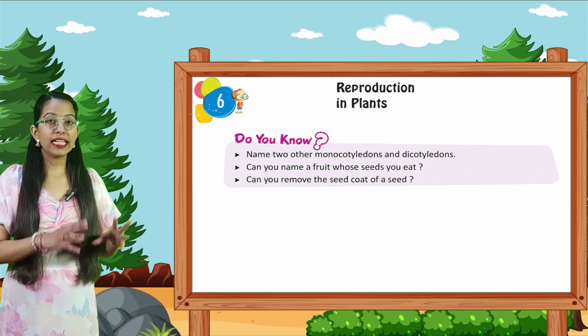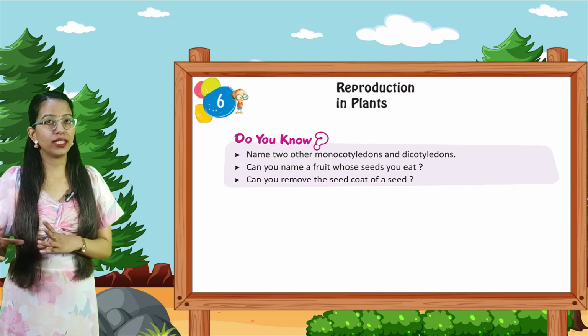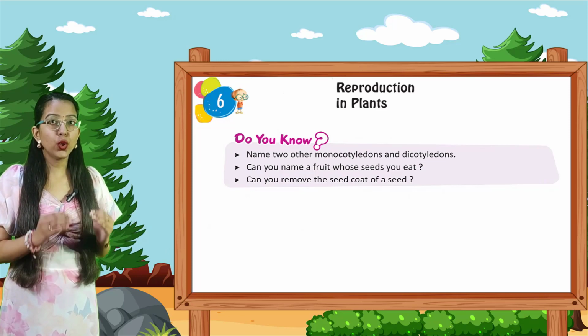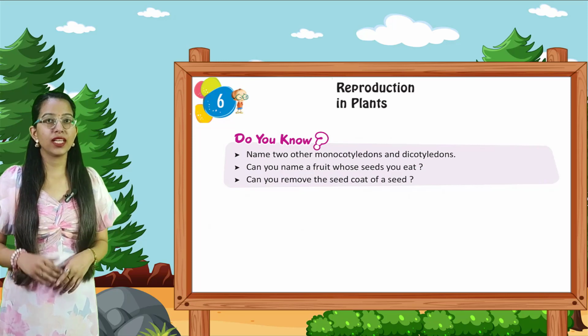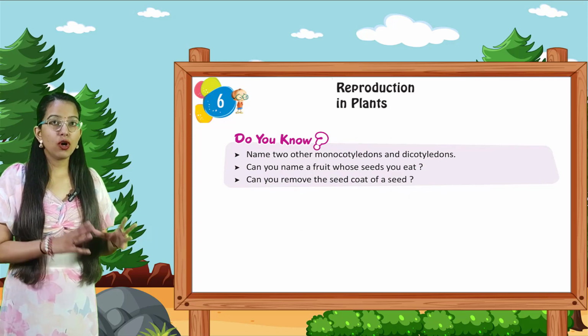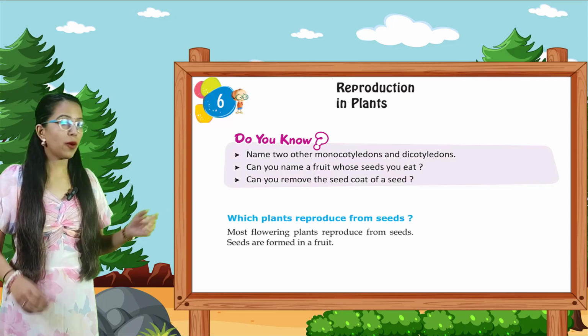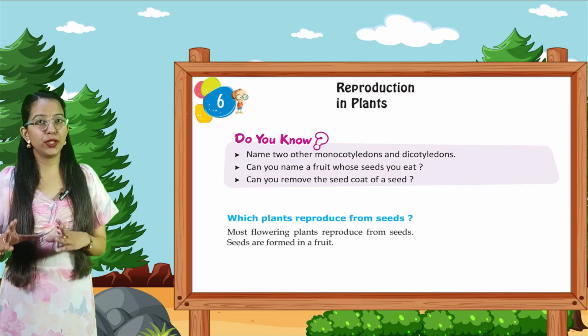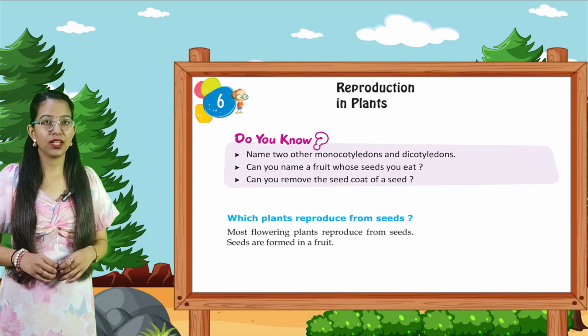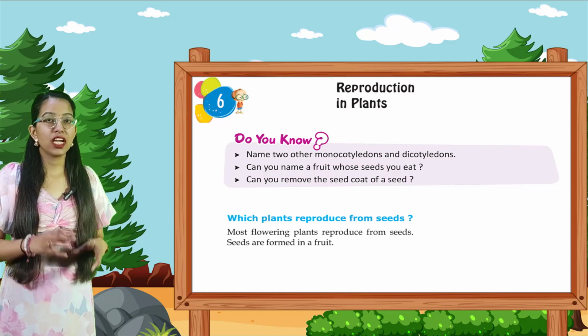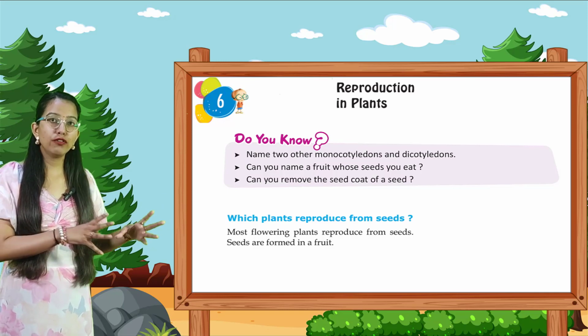Do you know? Name two other monocotyledons and dicotyledons. Can you name a fruit whose seeds you eat? Can you remove the seed coat off a seed? Next topic is: which plants reproduce from seeds? Most flowering plants reproduce from seeds. Seeds are found in a fruit.